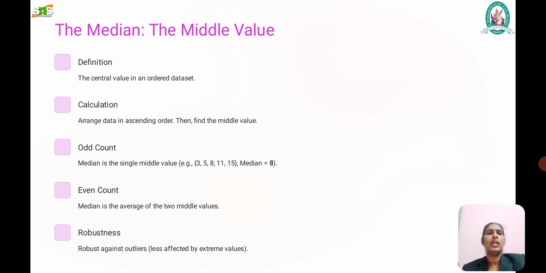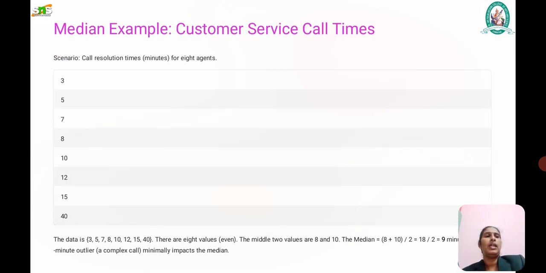Here the values are 3, 5, 8, 11, 15. We have arranged them in ascending order. The median is 8, because how many values are there? 5 values are there. 5 plus 1 is 6, 6 by 2, you will get 3. The third value, 1, 2, 3, is 8. So we can calculate using the median.